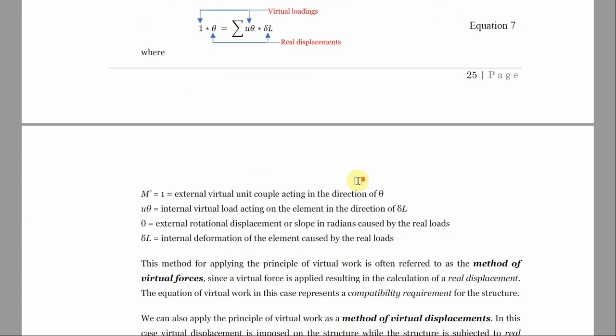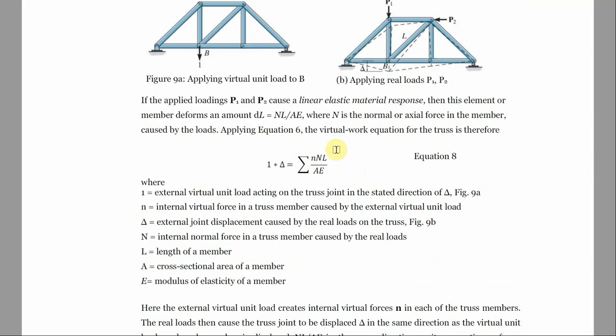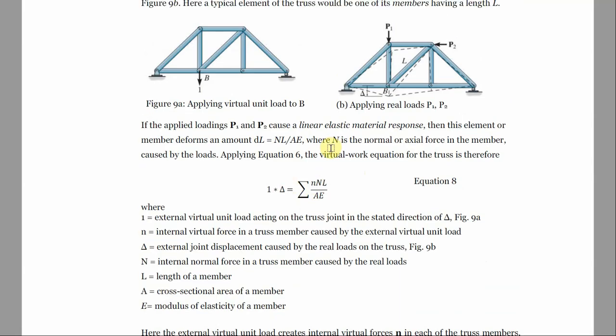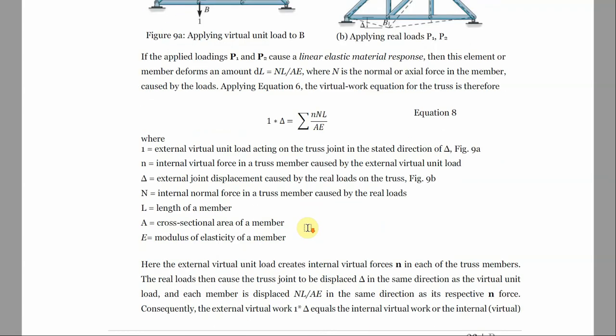Now, for an axially loaded member, this is the formula. You can read the notes on it. That is, a unit displacement is equal to the summation of nNL over AE, where n is the internal virtual force of the truss caused by the external virtual unit load, while the left side is the external joint displacement, and N is the internal force, and L is the length of the member we're considering, A is the area of the member, while E is the modulus of elasticity.